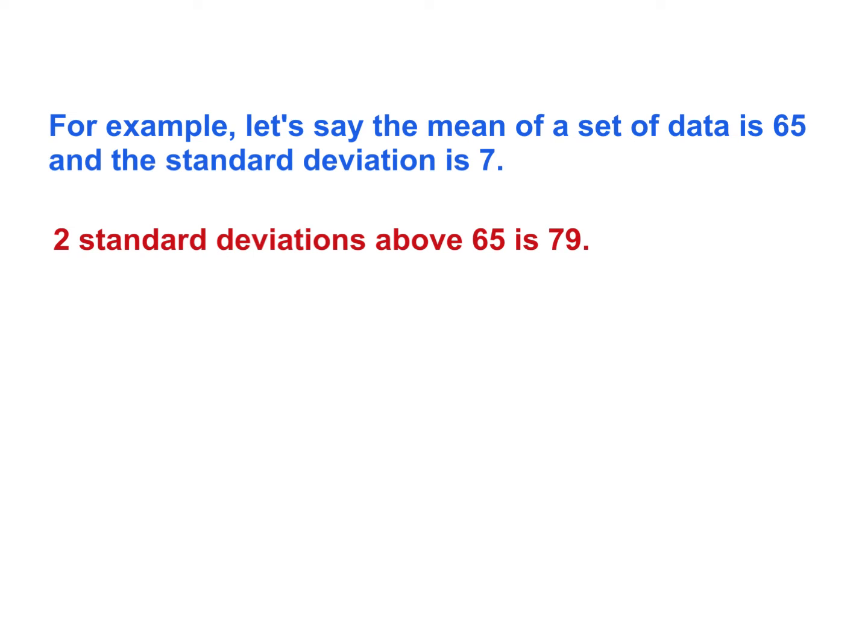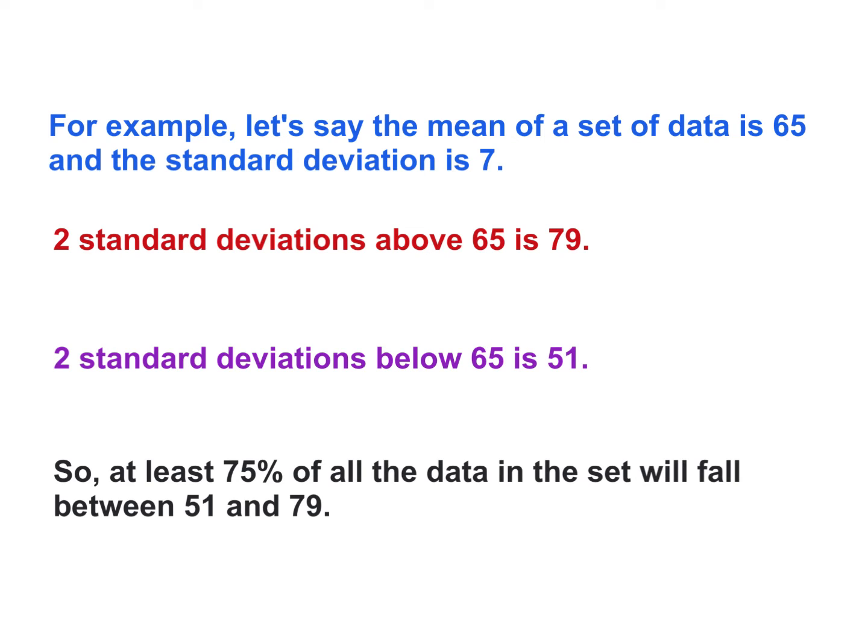So if you weren't sure where this came from, we would just take 7 times 2, because that's 2 standard deviations, that's 14, and I add it. And so let's just put this on the picture. This is what we have here. What this is actually telling me is that at least 75% of the data in this particular data set, which we don't actually know what it is, is going to fall between 51 and 79.